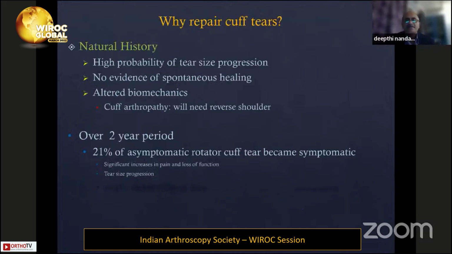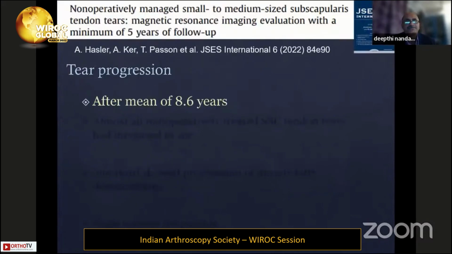If you look at the natural history, why do we actually have to repair them? We do have a lot of asymptomatic degenerative cuff tears, and it's very interesting that some of them are symptomatic, some of them are not, and we are not entirely sure why. But if you look at the natural history of these over a 2-year period, 21% of the asymptomatic ones become symptomatic, and the size of the tear also increases. So early detection is the key. So clinical examination is the most important way of finding them.